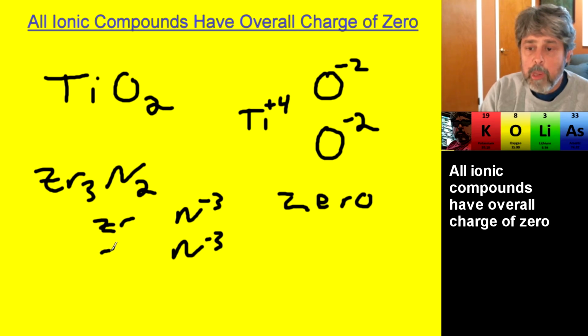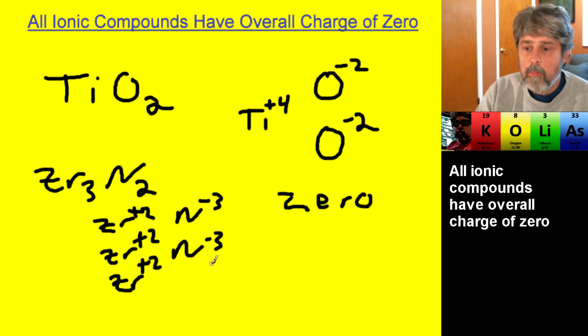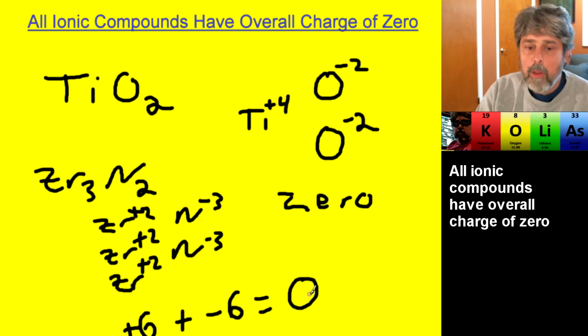So this time we have 3 zirconiums. So if we have these guys here that add up to -6, this entire side has to add up to +6. So what's going to be the charge on each of these zirconiums here? Nice, +2. These are all going to be +2. +2, +2, +2. This adds up to 6. -3, -3. This adds up to -6. When we add these together, we get 0.